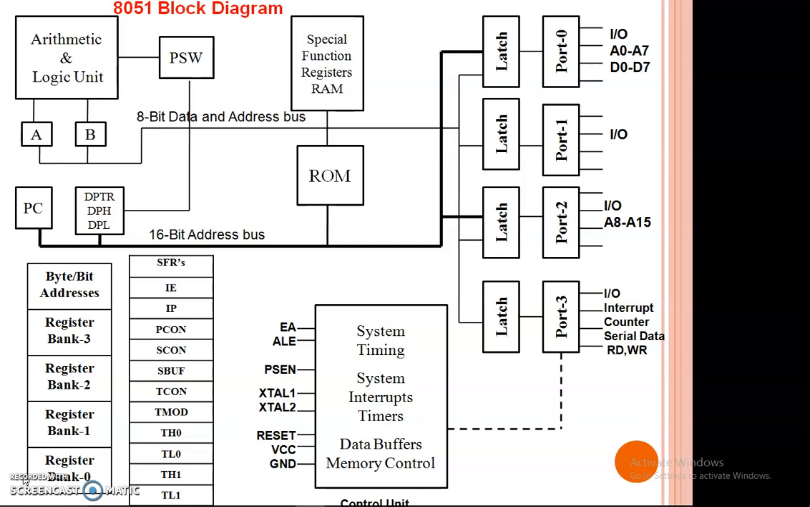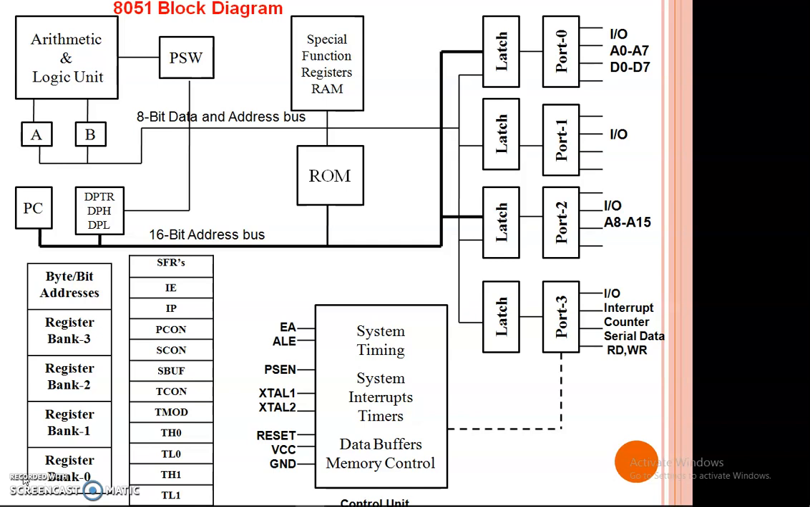Next, SBUF. Using this SBUF register, we can communicate data in serial fashion. SCON register, serial control register, is used to control the serial communication. Next, TCON, timer control register, is used to control the timer operations. TMOD, timer mode register, is used to select the mode of the timers. Here, 8051 has two timers, timer 0 and timer 1. Each timer has 4 modes. You can select any mode and work with the timer in that mode.